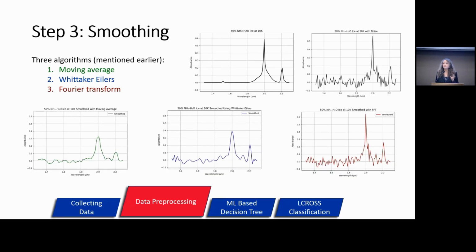If you take a look, they all have different pros and cons. The bottom two on the left, which are the moving average and the Whittaker-Eilers, both get rid of that low-level noise, but the magnitude of the peak of that one feature there is only about half of the original data set. Whereas with the Fourier transform version, yes, you have a lot of low-level noise, but that peak height remains the same.